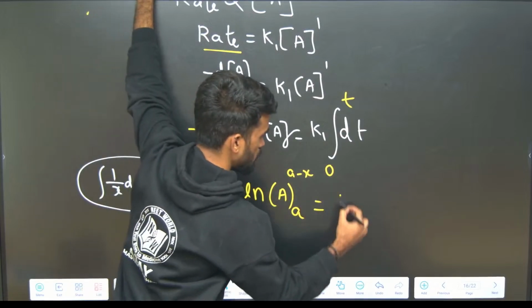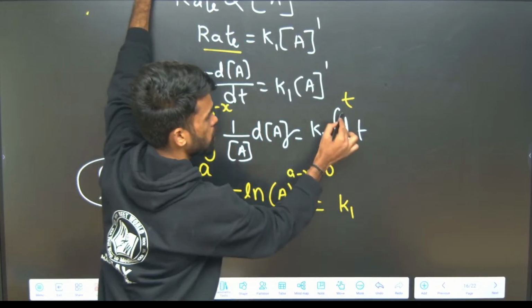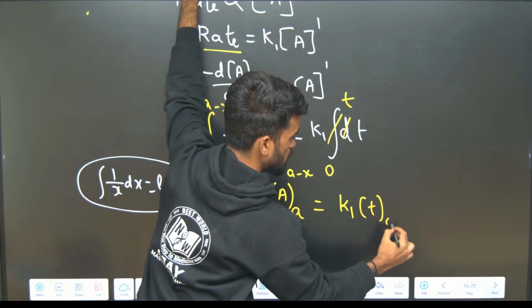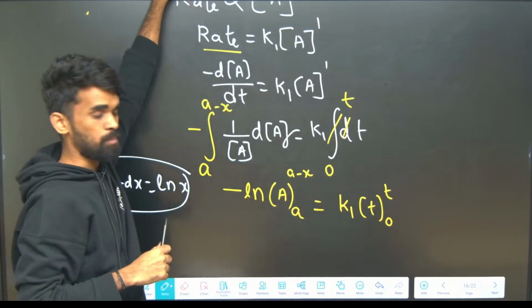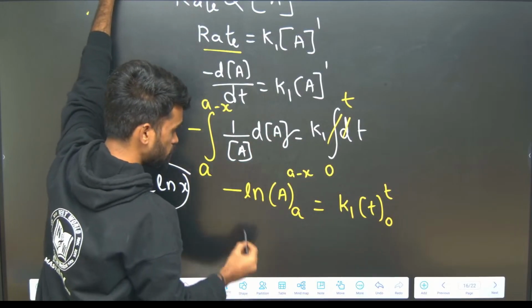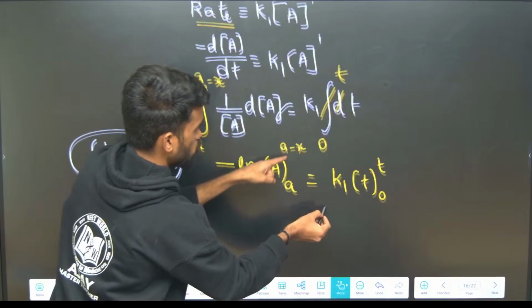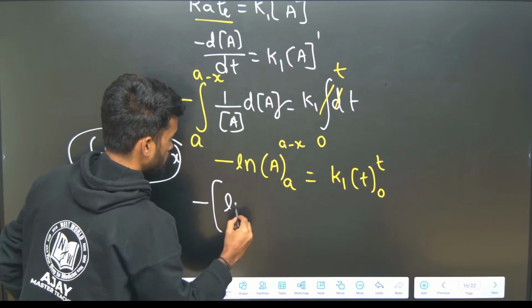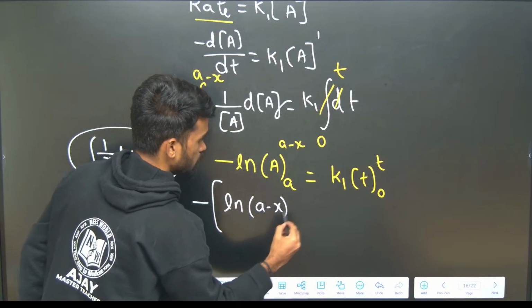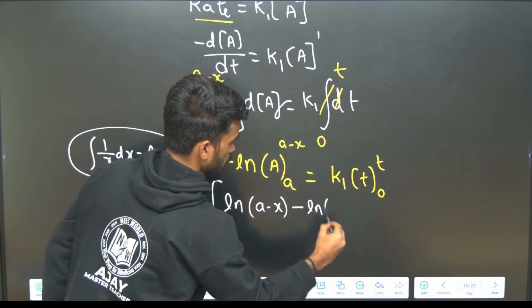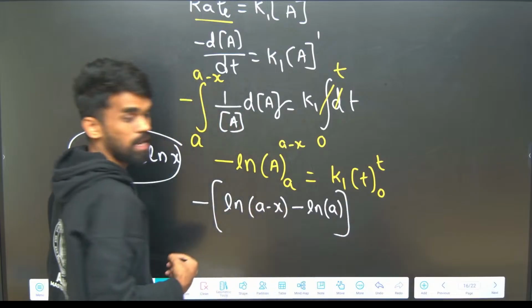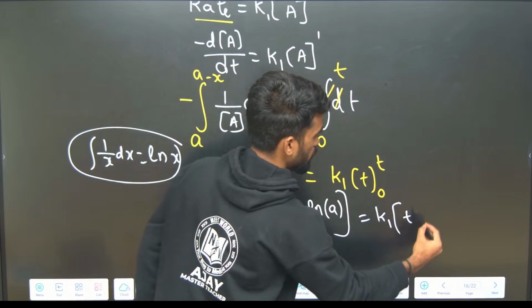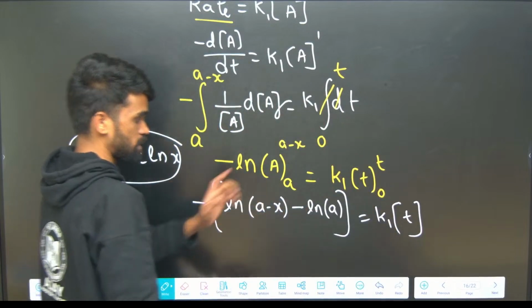Okay, here k1 dt means the differentiation or integration can be removed. So we have t from 0 to t, lower and upper limit. Now just substitute the upper limit minus the lower limit: you will get minus of ln of a minus x minus ln a, upper limit minus lower limit, and this will be k1 into t minus 0, which is k1 into t. Okay, hope this is clear up to here.